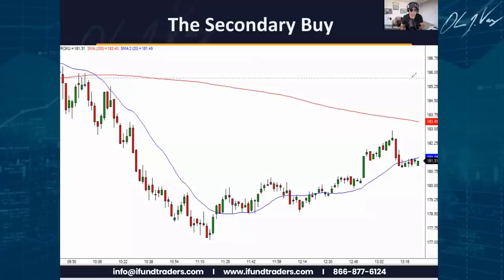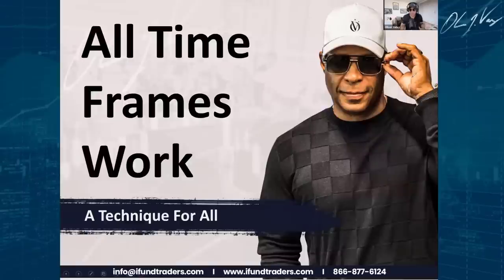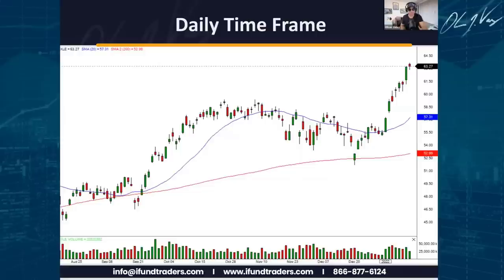Okay, beautiful, beautiful strategy. I've been using this for 25 years, guys. Now, just to quickly show you that this is not just a micro trading strategy, I want to show you a couple of big time frames and then we'll close out, right? All time frames work. All right. Here is an example of, I think this is the oil index, right?